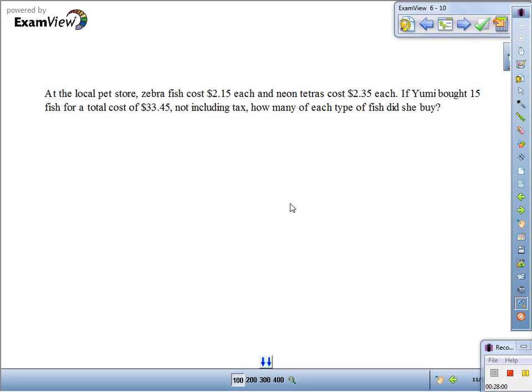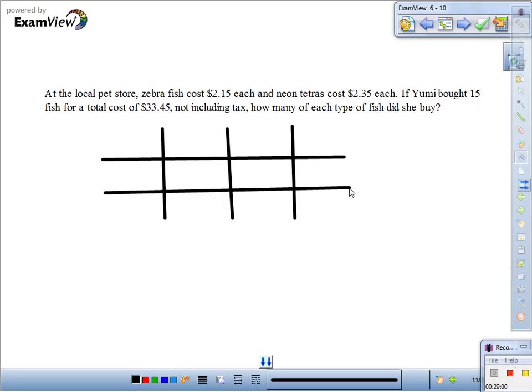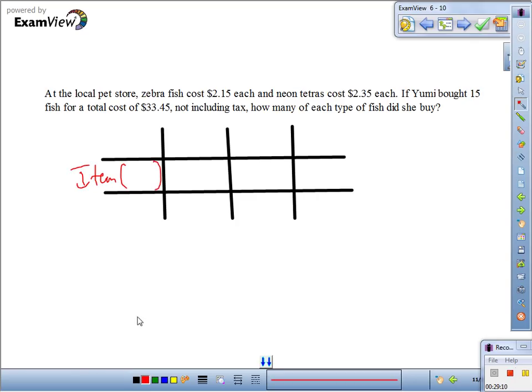Now that you have that, what is the first thing you're going to set up? Your table. Here we go. Let's set up the table. We're going to start from the table. 3 lines down. 1, 2, 3. 2 across. 1, 2. Are we there? What else doesn't change? Item. What else doesn't change? Cost. What else doesn't change? Total.